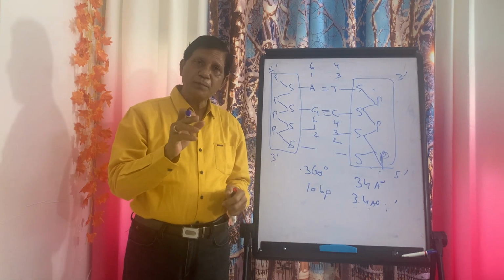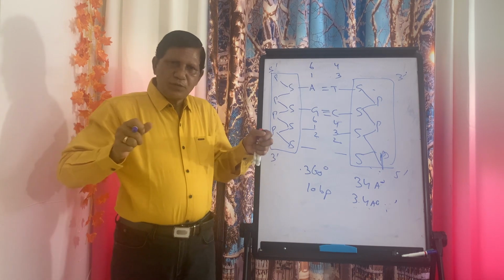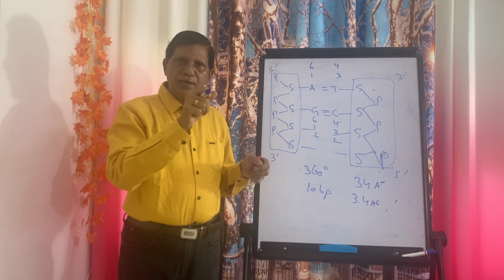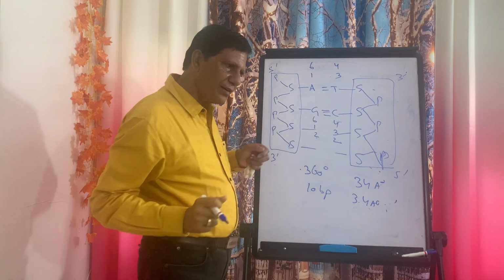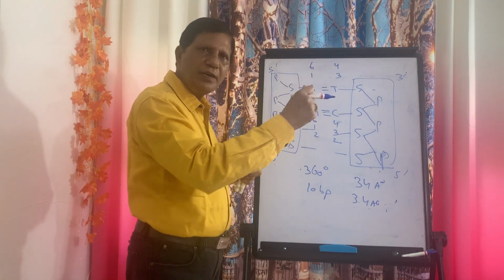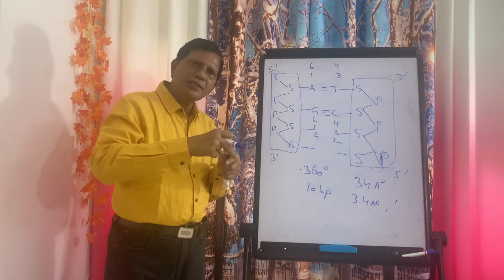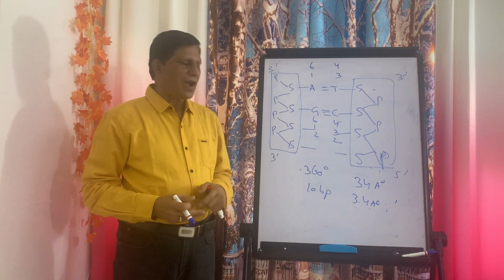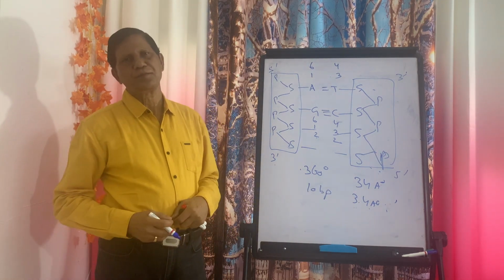Now you think of a coiled ladder, and suppose there is AT. How will the next one be there? The next one is GC. How? 3.4 angstrom height and 36 degree angle. Then the next one again 3.4 and again 36. So when 36 comes 10 times, it will complete 1 pitch. And when this 3.4 comes 10 times, it is 34.